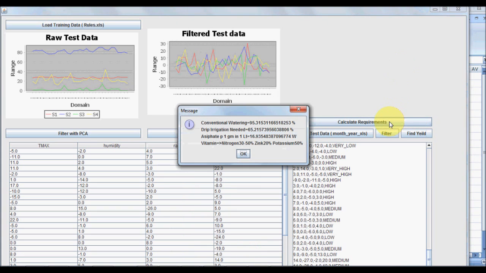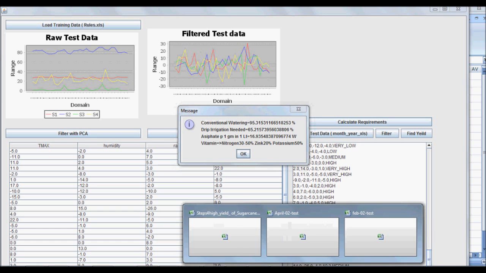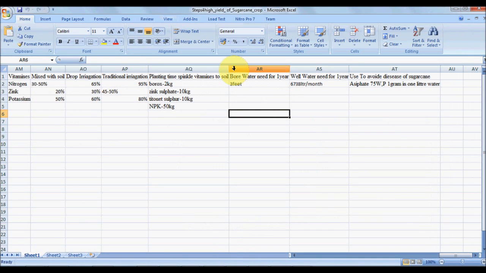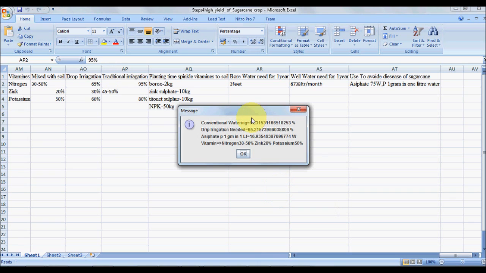Now if we go for calculate requirement, we can see conventional watering 95% would be required. In general, the rule says that the conventional water you require would be 95% of the whole requirement. So here it gives around 95.31%. Drip irrigation required would be around 65.21%. Asiphate required would be 16.93.